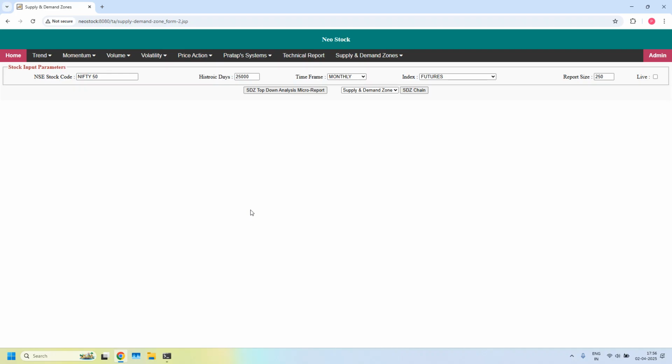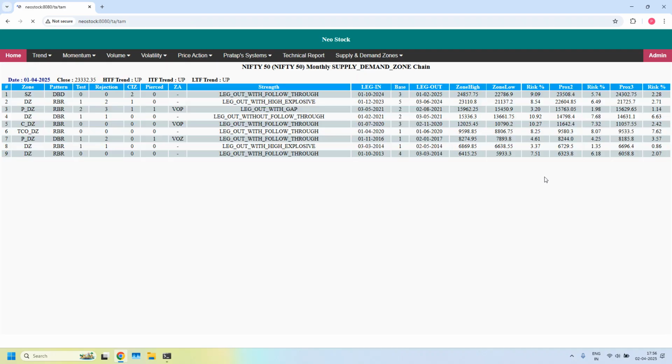So first let me start with the NIFTY supply demand zone chain report. Starting with the monthly time frame, I am generating the NIFTY supply demand zone chain report. Okay, this is the NIFTY monthly supply demand zone chain report.